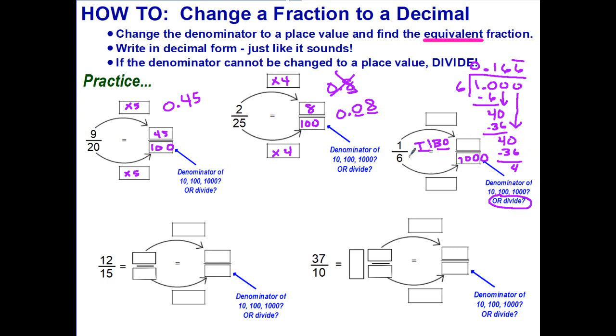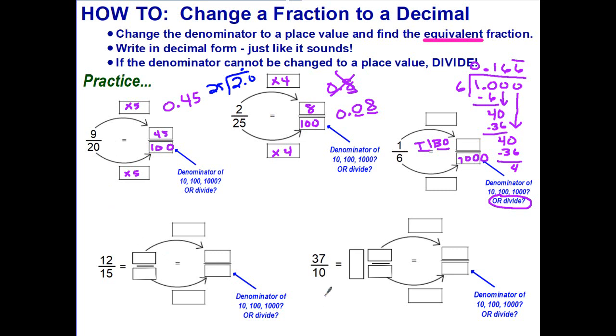So not every time can you change a denominator into a place value. There are sometimes you are going to have to divide. Now, if you're really good at division, you could actually do division for all of these. Do your top in, bottom out. 2 divided by 25. Add your decimal point, your 0, and divide. Same thing for this one. Same thing for all of these.